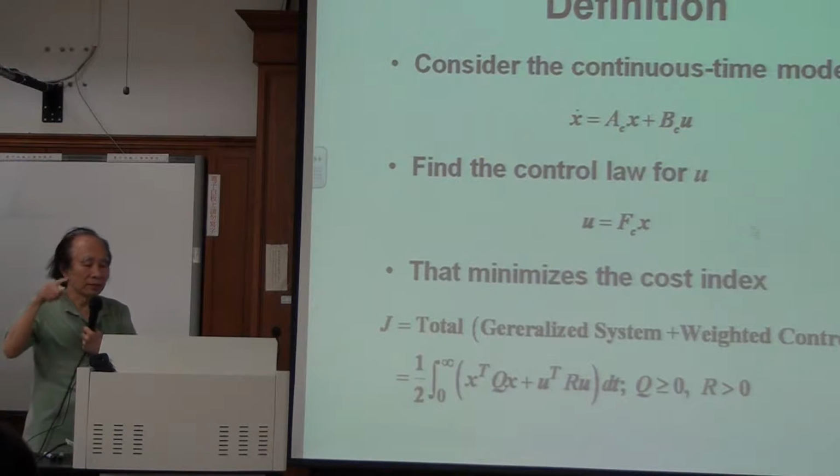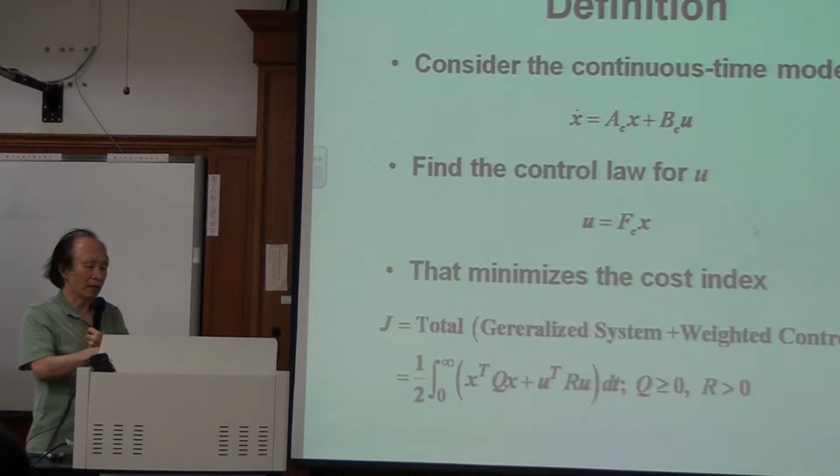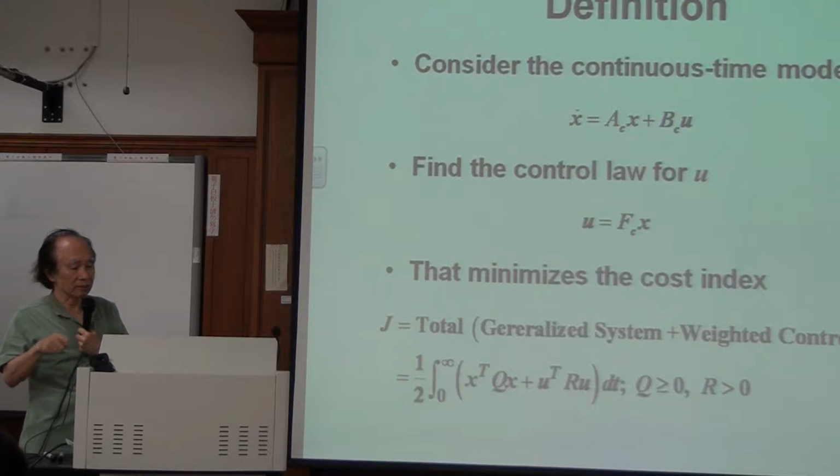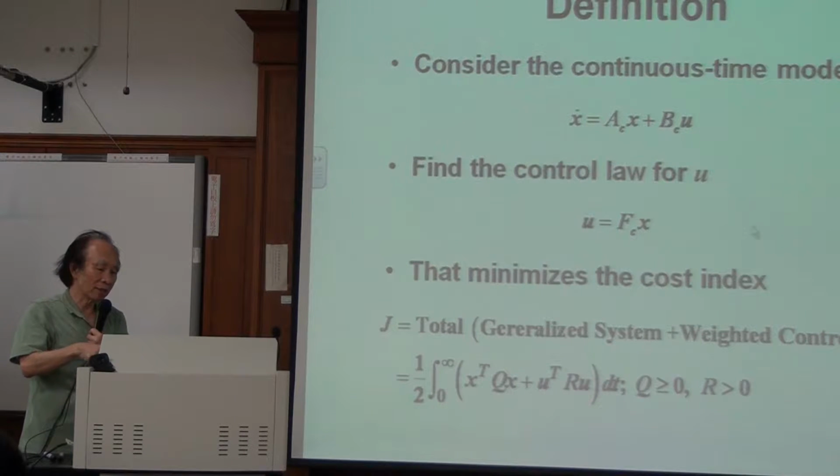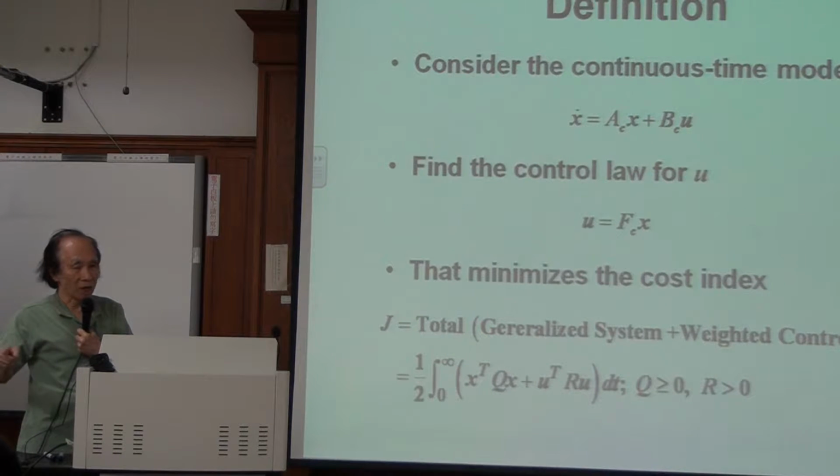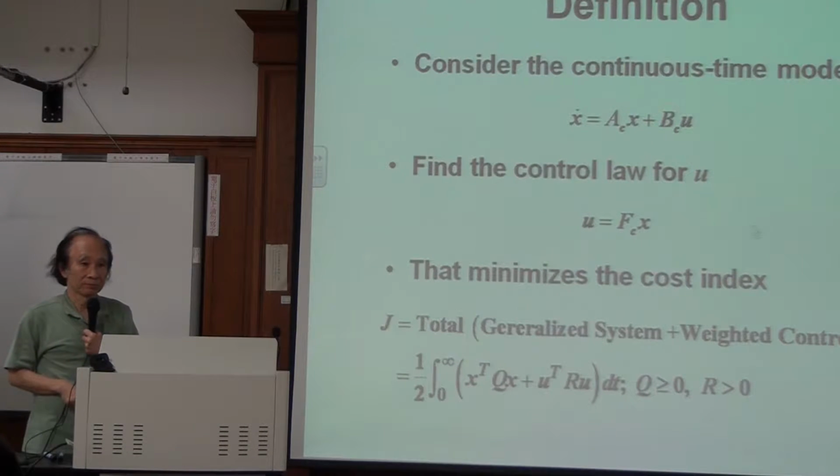And if that FC minimizes the cost index defined like this, J equals half integral from 0 to infinity of (X transpose QX plus U transpose RU) dt, if I minimize that J, it means my FC is the gain of an optimal control design. That's all. So this is the definition of optimal control.